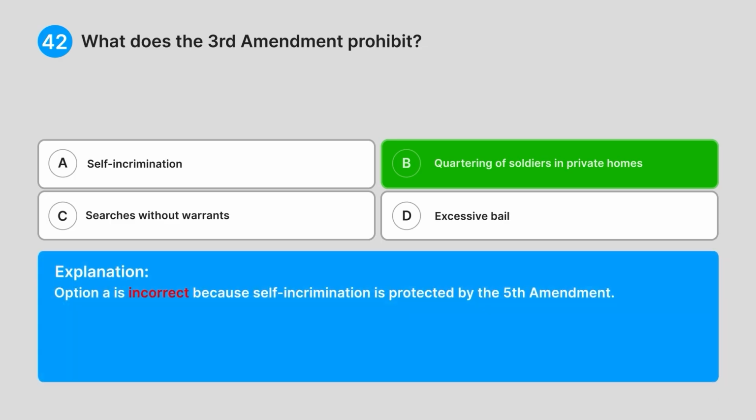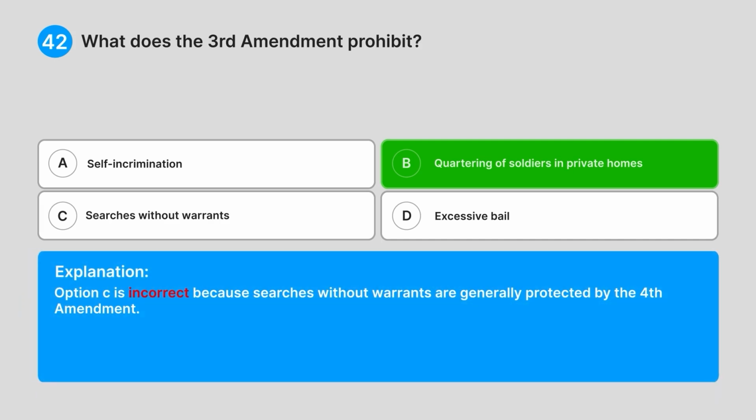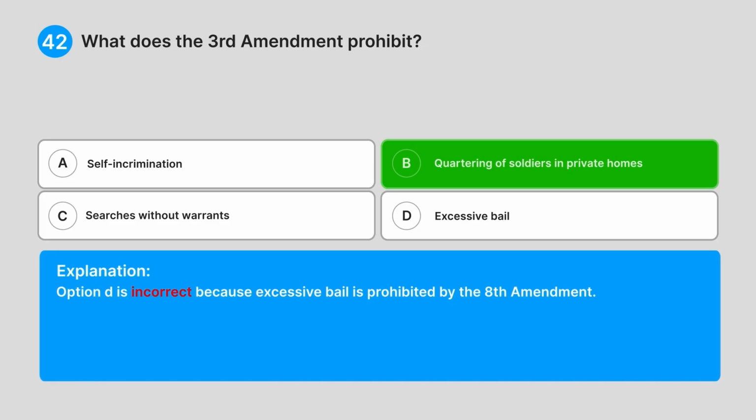Option A is incorrect because self-incrimination is protected by the Fifth Amendment. Option C is incorrect because searches without warrants are generally protected by the Fourth Amendment. Option D is incorrect because excessive bail is prohibited by the Eighth Amendment.